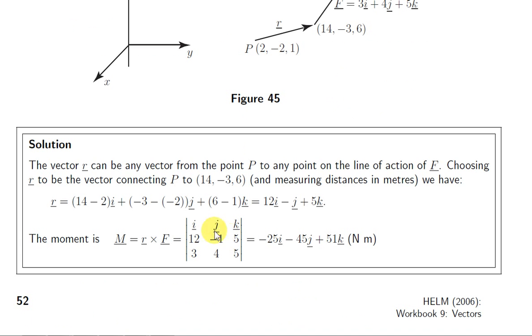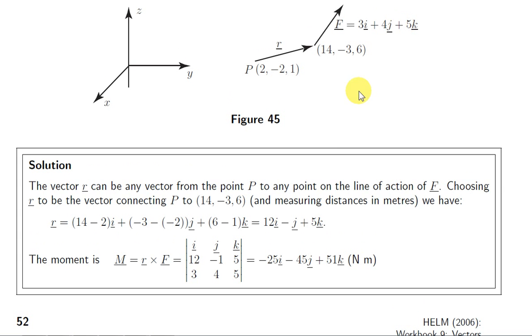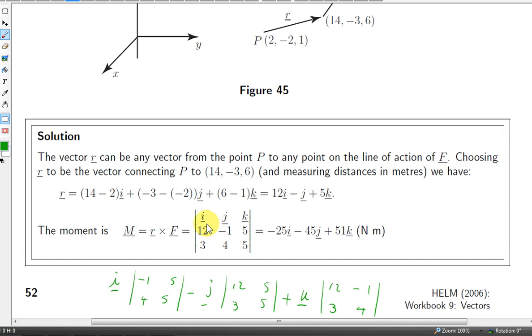And the easiest way to do that is to use this determinant method. So the first row involves the i, j, k basis vectors. The second row is the components of vector r. That's the first vector that appears in the cross product. And the third row is the components of the second vector, which is F. So that's 3, 4, 5. So, as we saw in the previous video, we need to calculate this determinant.